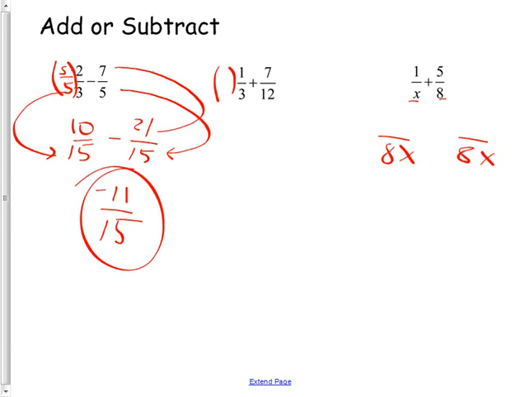Now, going over to this one, it's simpler because they're already in 12. So 3 times what makes 12? And if I put a 4 there, I got to put a 4 on the top. Like that. So it's going to be 4 12s plus 7 12s. Child's play. Easy. 11 12s.